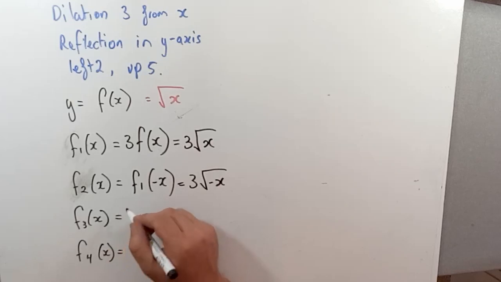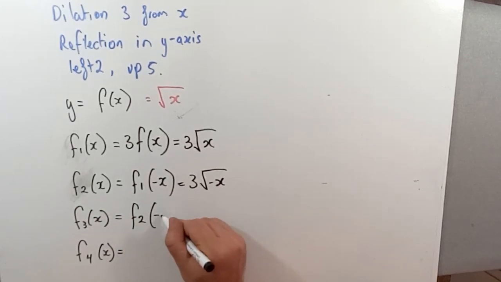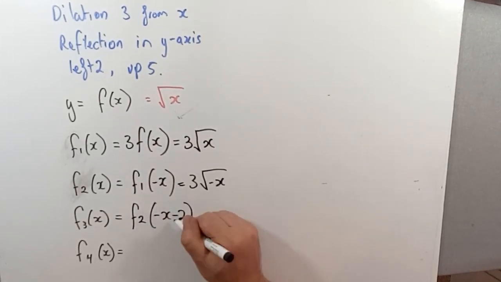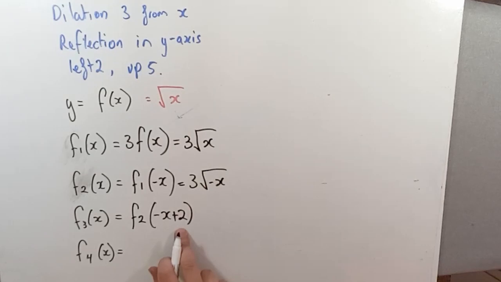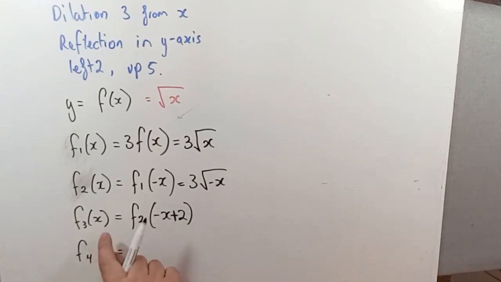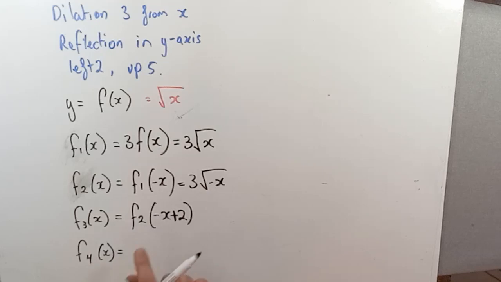To move it left 2, I'm going to take f2 of x plus 2. And you're thinking, why am I using plus instead of minus here? The reason is that rearranging step. When I do the rearranging step, this is what I get.